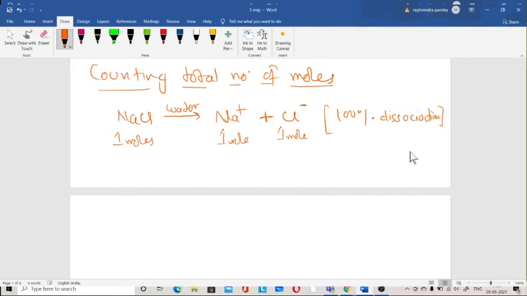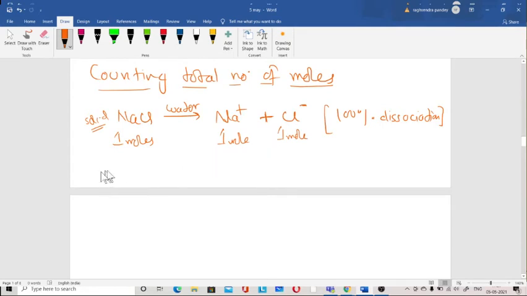If it is 100% dissociation. Now 100% dissociation means all NaCl that was solid dissociated into ions in the water. Only in the water NaCl will dissociate. If you put NaCl in some container, it will remain as solid NaCl, but in water it will dissociate. If all the 1 mole dissociates, it will give 1 mole of Na ion and 1 mole of Cl ion.